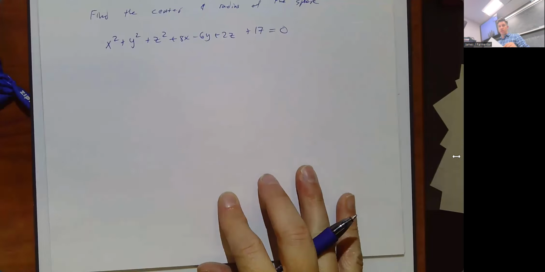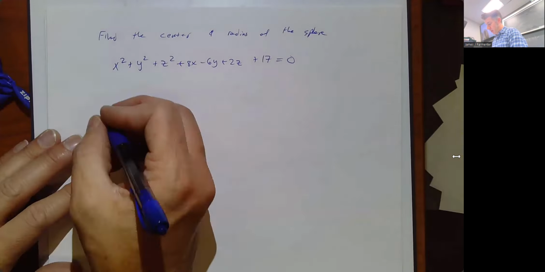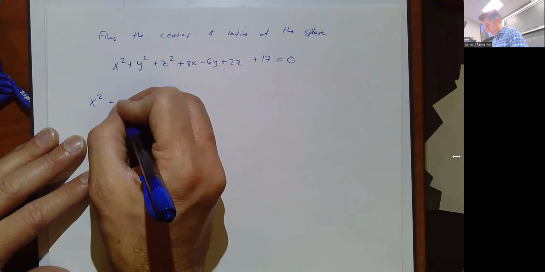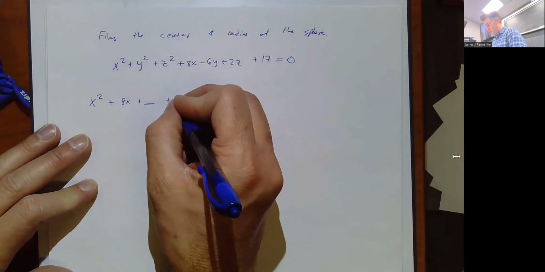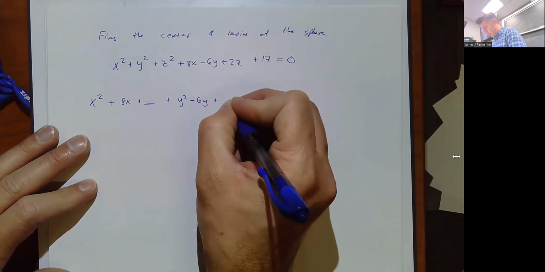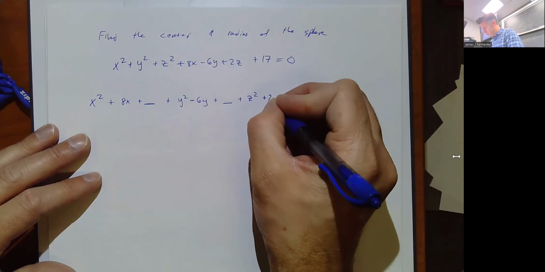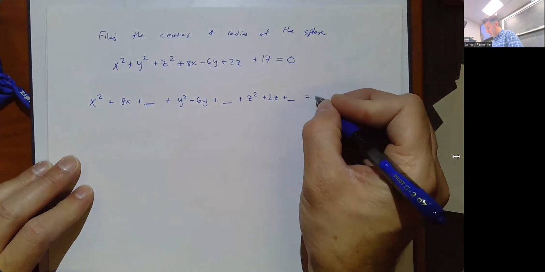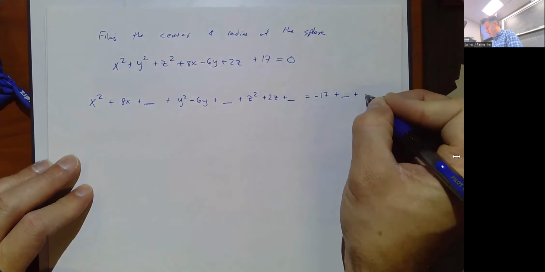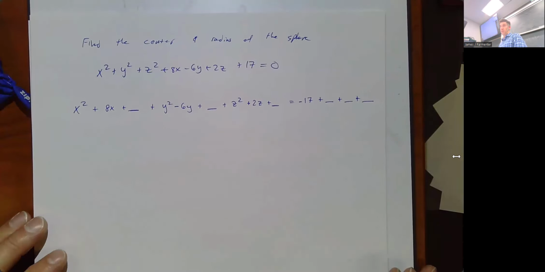So what do we do? Just like when you were trying to find the equation of a circle and you had an equation like this, you have to complete the square. So we're going to take x squared plus 8x and leave yourself a space to complete the square. And then y squared minus 6y and leave yourself a space. And then z squared plus 2z, leave yourself a space. And I'm going to bring the 17 over to the other side, so that's going to be a negative 17. And then I'm going to add on the same 3 things on the right that I'm adding on the left.